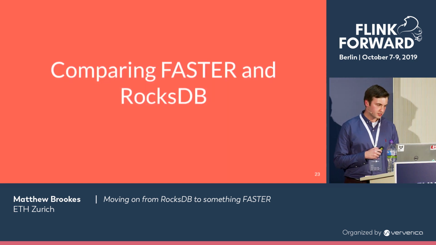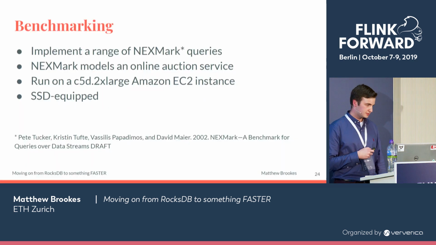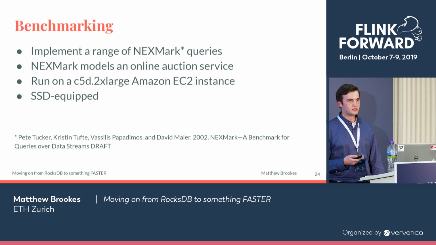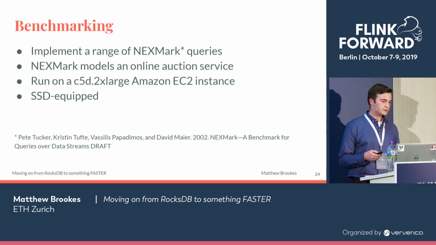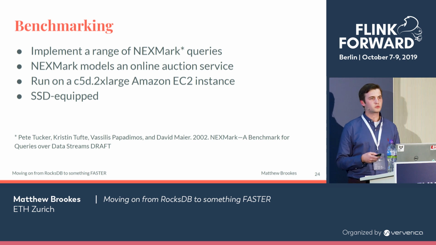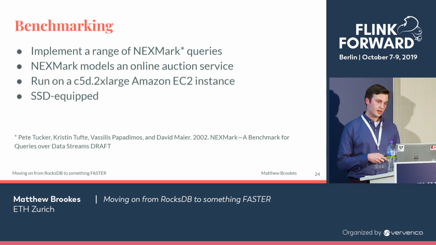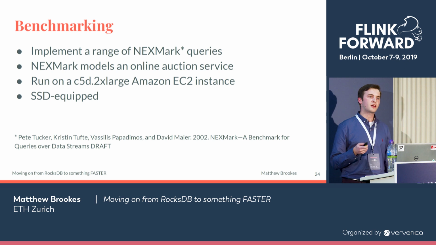So to get to the crux of the issue, now we compare FASTER and RocksDB in a streaming workload setting. For this benchmarking, we implement a range of NEXMark queries. NEXMark is a streaming benchmark designed to replicate traditional relational operators, things like maps, joins, filters, and aggregations, and it models an online auction service. So we have streams of bids, auctions, people making bids, people making auctions, and different queries replicating relational operators. We run these on an EC2 instance equipped with an SSD, because our experiments will be based on larger than memory workloads.